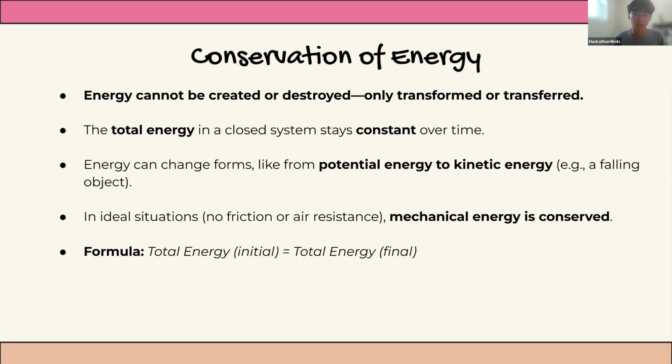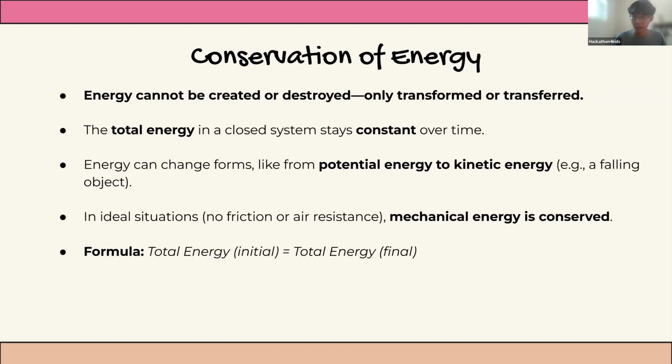Okay, let's talk about the law of conservation of energy, right? It's a fundamental principle in physics, and you may have heard it in other classes as well. It states that energy cannot be created or destroyed. It can only be transformed from one form to another or transferred between objects. This means that the total amount of energy in a closed system remains constant over time. So in a closed system, we're excluding things like friction and air resistance.